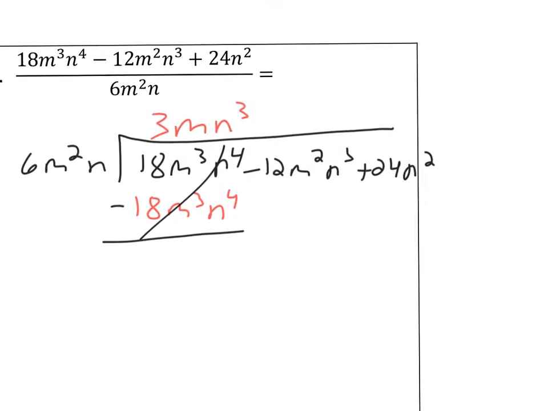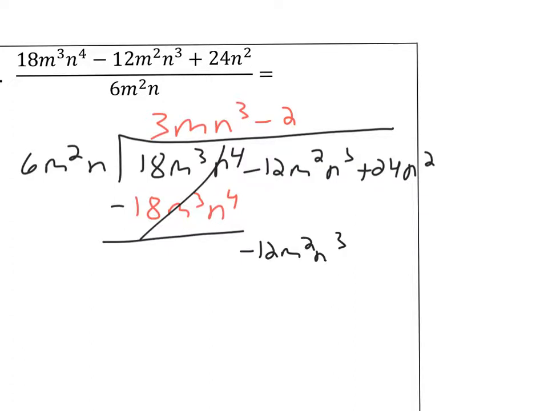And so now you go over, and now you bring down the minus 12 m squared n to the third power. Okay, well, how do you turn 6 into negative 12? You got to multiply by negative 2. And then notice how we have m to the second and m to the second already. So that means that we don't need to multiply by an m or put an m on the top, because we already have our goal there. Okay, so we don't need to do anything there.